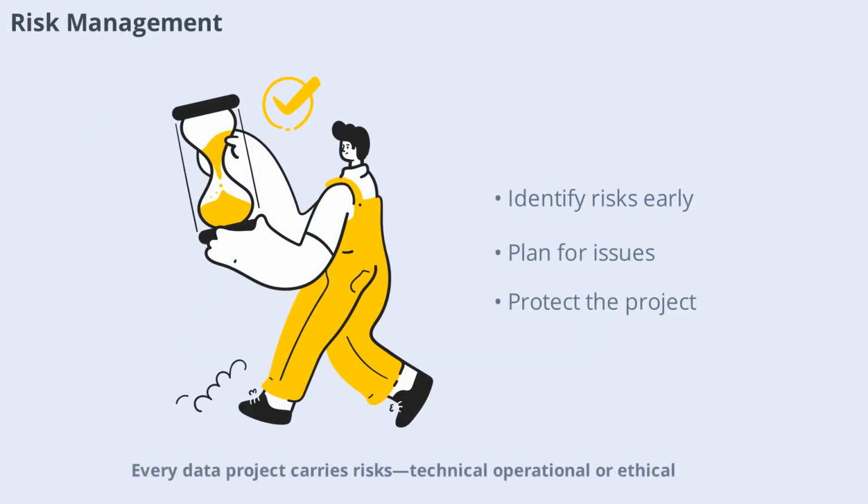Every data project carries risks: technical, operational, or ethical. Identifying and managing these risks early helps prevent problems down the line. This might involve backup plans, regular audits, or clear escalation procedures. Proactive risk management keeps projects on track and protects the organization.